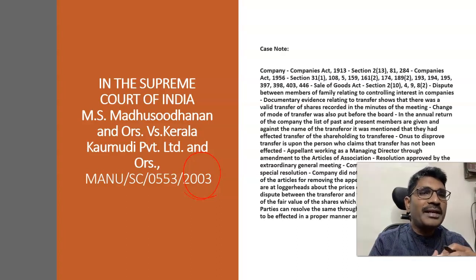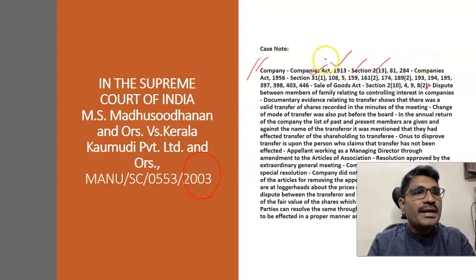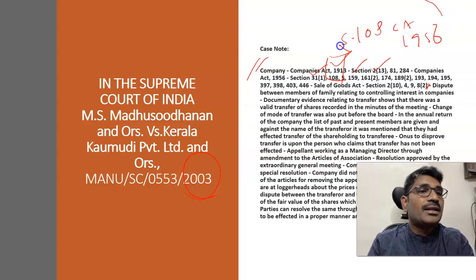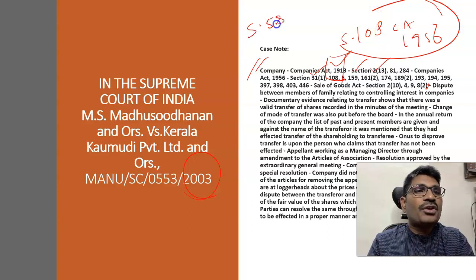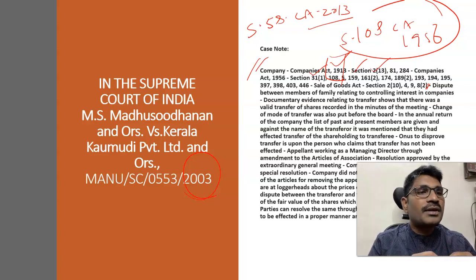I have put the headnotes of the case for your understanding. In law, we always read the headnotes, like important highlights of the case. Let us see what it says in the headnotes. Though it talks about various provisions of company law, starting from section 31 subclause 1, 108, 159, 161, etc., we are concerned in this case with section 108 of the Companies Act 1956, which has relevance to section 58 of the Companies Act 2013. In simple terms, how the agreements are drafted with regard to the transfer of the shares.